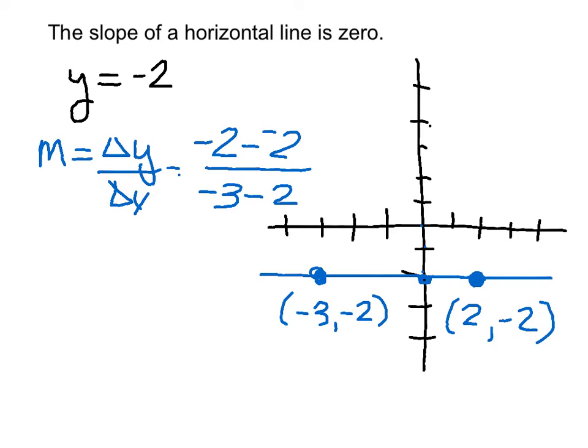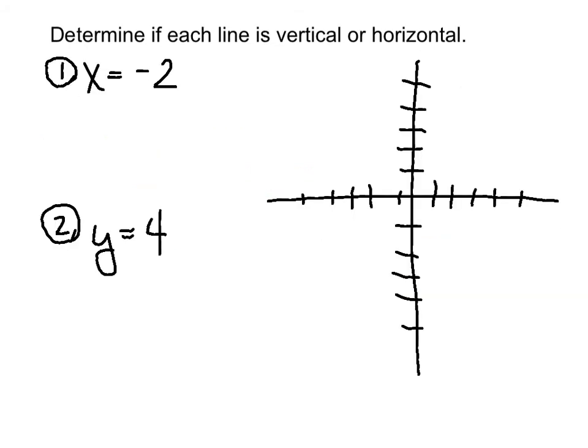Okay, negative 2 minus a negative 2 is 0. Negative 3 minus 2. Okay, 0 divided by 5 is 0. The slope is 0.